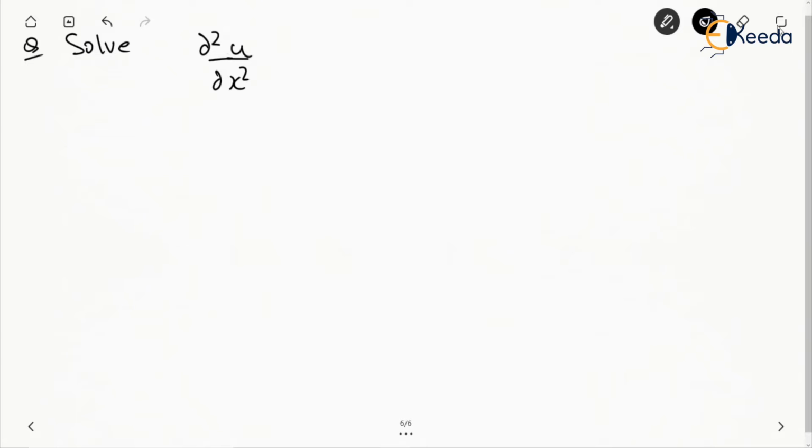Let's say solve d2u by dx square, or let's take it u only, is equal to minus 2 du by dx, plus, this is actually minus, du by dy equal to 0. So this is d2u by dx2 minus 2 times of du by dx plus du by dy equal to 0.